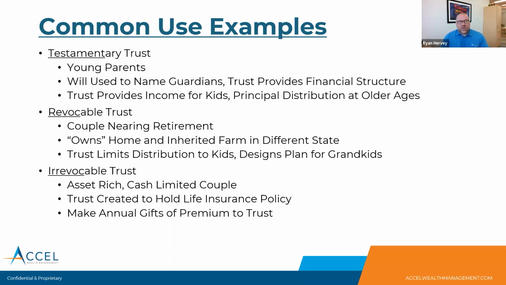Your will is going to name the guardians for your kids. So if you die before they're of age, that will is going to name that. The trust is going to get created to provide financial structure for them so that they can receive income. You can put some really strict rules over what distributions can look like by your trustee, or you can give your trustee a lot of discretion.